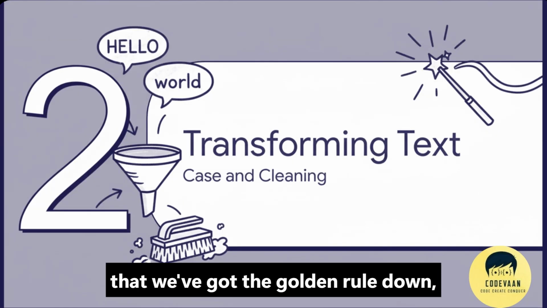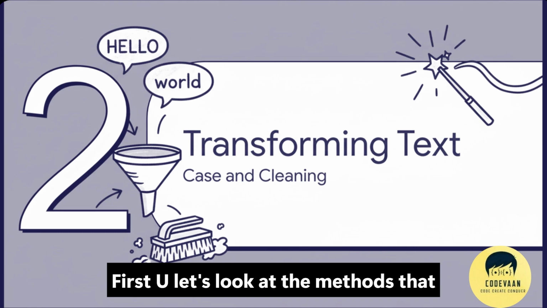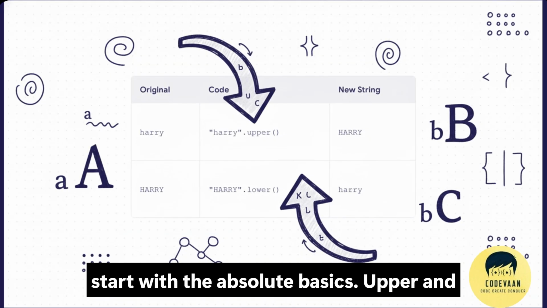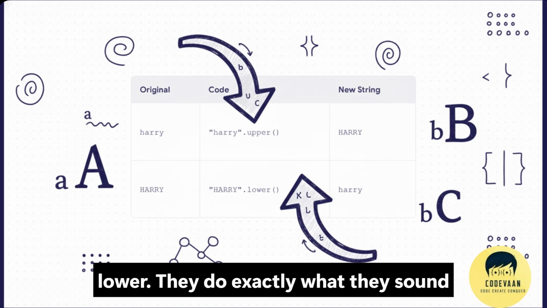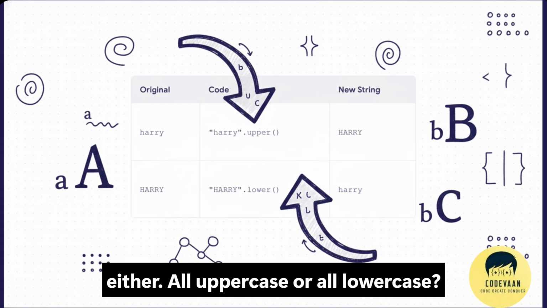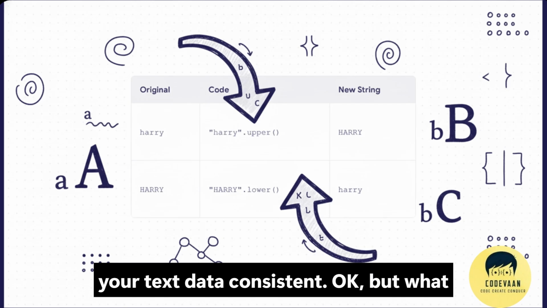All right, now that we've got the golden rule down, let's actually start using these things. First up, let's look at the methods that just change how a string looks. Let's start with the absolute basics, .upper and .lower. They do exactly what they sound like. You get a brand new string that's either all uppercase or all lowercase. This is like step one for making all your text data consistent.